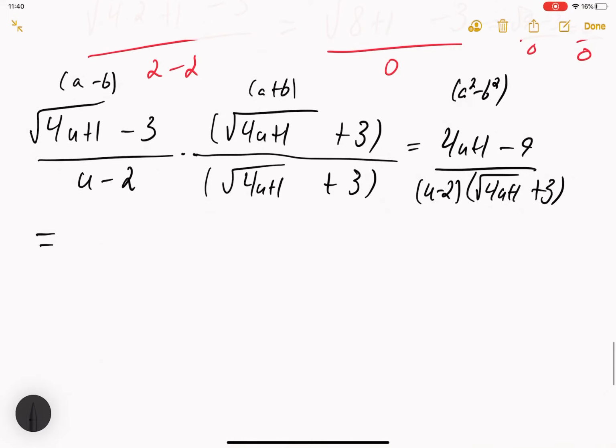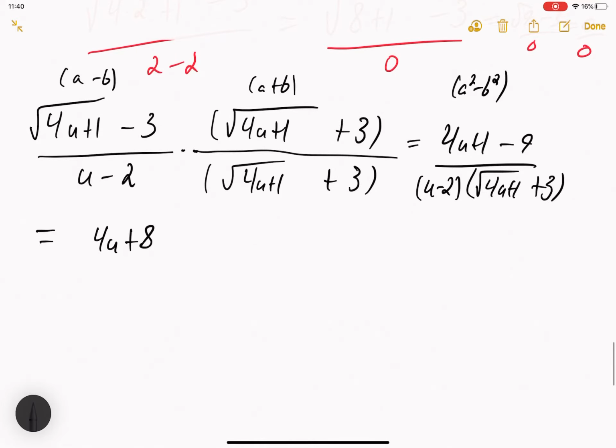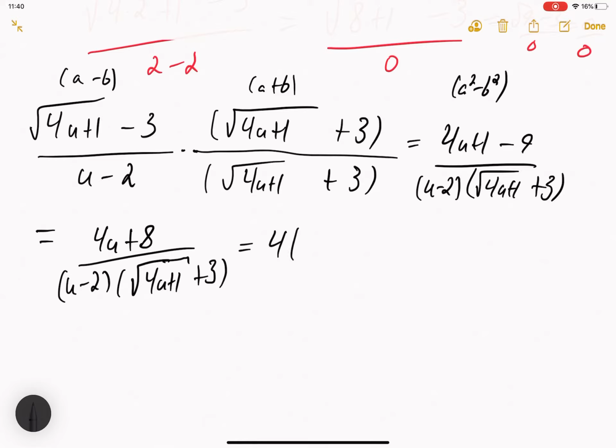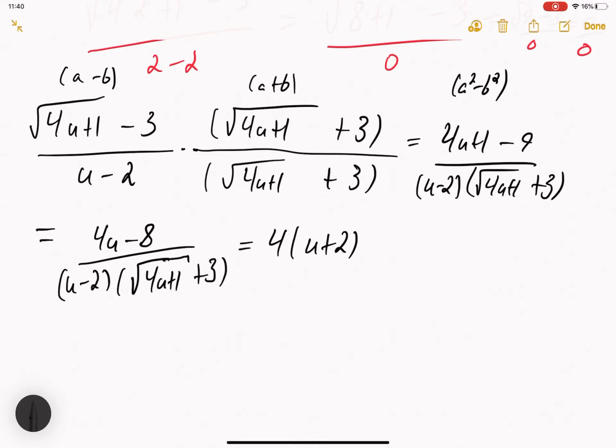All right, so let's keep on simplifying. So we have 4u plus 1 minus 9, which is the same thing as just 4u plus 8, divided by u minus 2 over the square root of 4u plus 1 plus 3. And then if I take out a 4 up top, that's going to be 4 times u plus 2. Is that plus 2? Oh, I'm dumb, guys. This is supposed to be negative 8, because this is supposed to be a minus 2. All right.